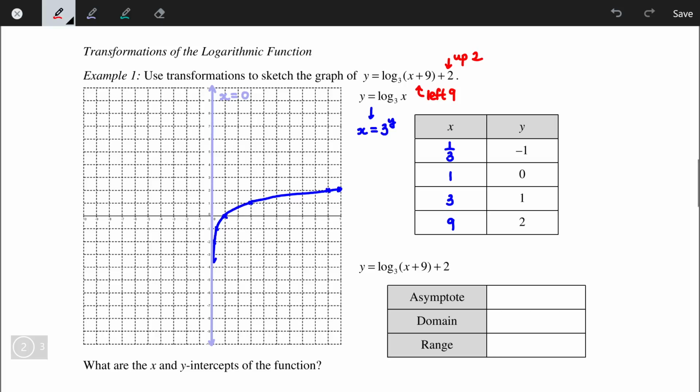So then we have, instead of 1/3, -8 and 2/3. Instead of 1, we'll have -8. Instead of 3, we'll have -6. Instead of 9, we'll have 0. And here we're going to take each y value and add 2, so we have 1, 2, 3, and 4. And we can go ahead and plot those points. So let's start with (-8, 2), (-6, 3), and of course (0, 4). And finally (-8 and 2/3, 1), so somewhere around here. We can add an additional point as well, and draw a sketch of this graph.